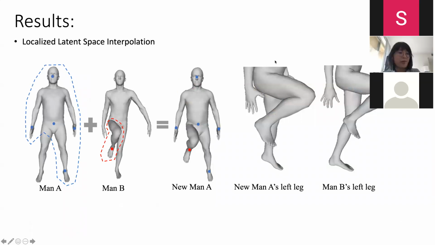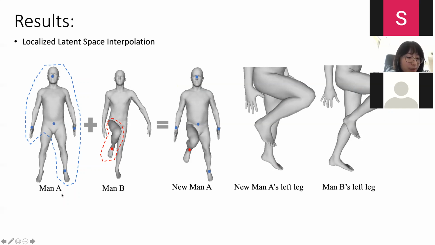Now comes the fun part. I earlier mentioned that with our architecture, we can have those localized latent spaces, and with a localized latent space, we can do a localized interpolation. Traditionally, if you have a latent space for the global feature of the mesh, when you interpolate two latent codes, you get the interpolation between the two global shapes. However, in our case, we can do a local interpolation.